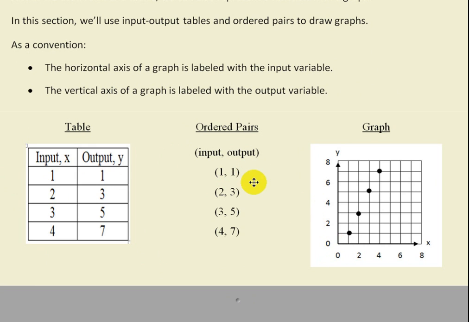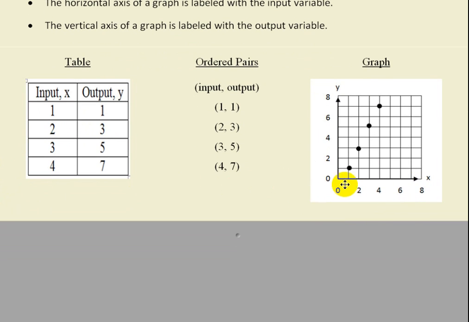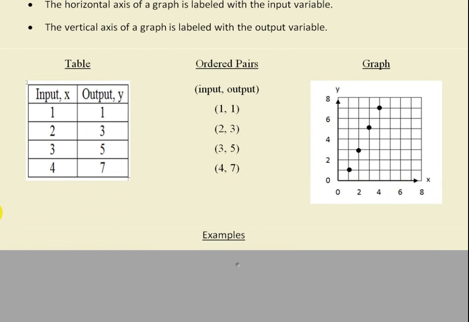So from the origin to graph (1, 1), we would go to the right 1 and up 1. To graph (2, 3), we would start at the origin, go 2 to the right, and up 3. (3, 5) would go 3 to the right, up 5, and (4, 7), 4 to the right, up 7. Okay, so make sure that you're putting your inputs here on the horizontal axis, outputs on the vertical axis. So let's look at a couple of examples.